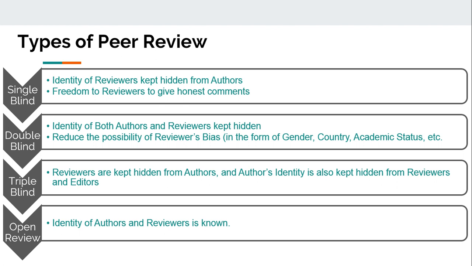If you search on Google about these peer review processes, you will find the pros and cons of all of them, because in some places triple blind is important and in some places open review is important. In the case of open review, you can see that a few journals have published the names of reviewers on their website. So this is also a kind of open review, where the details of reviewers are available to the authors.